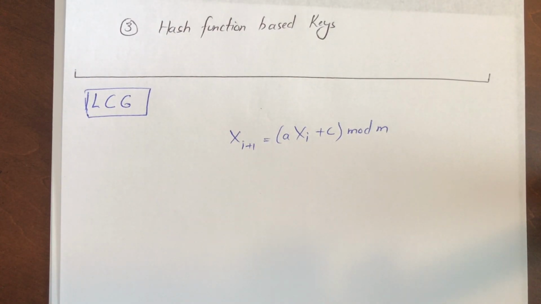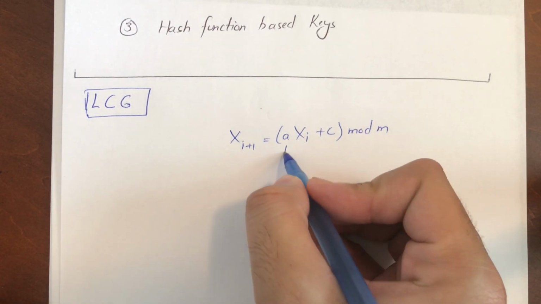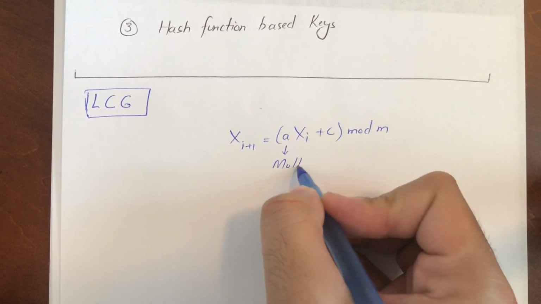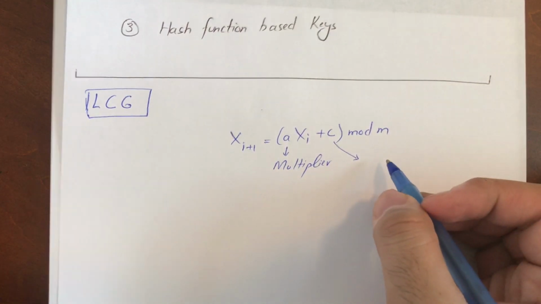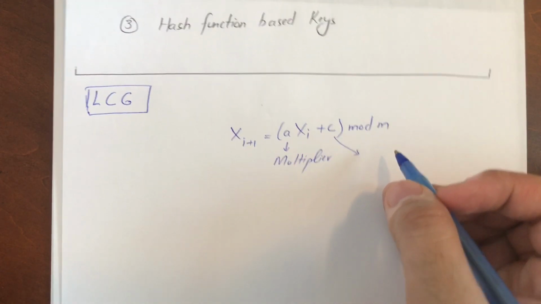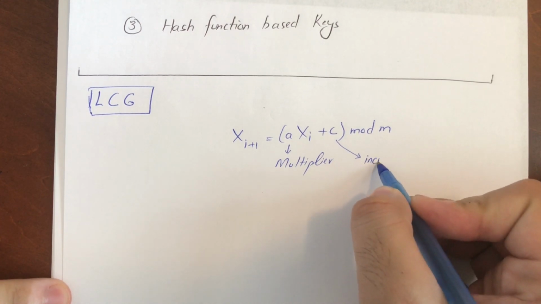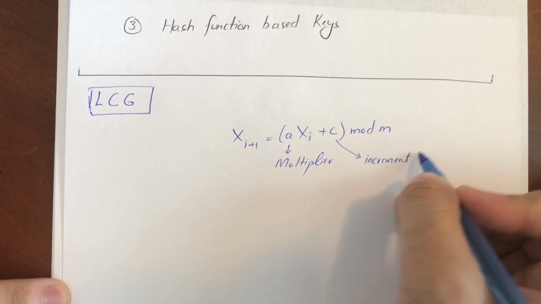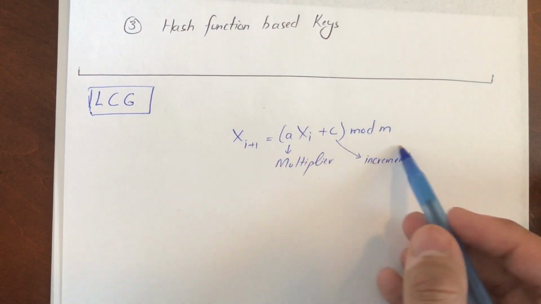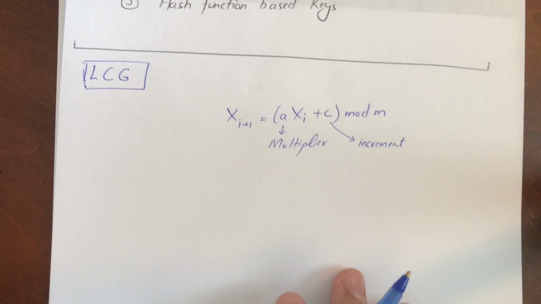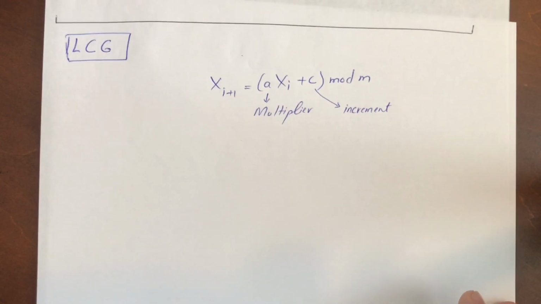So a is the multiplier, while c is called the increment. m is the modulus, just to put a limit. I believe everybody is well familiar with how to calculate a modulus. If not, then it's very simple to understand.